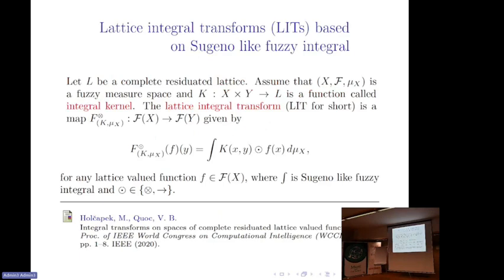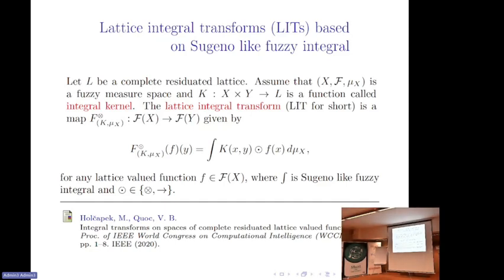Now, in a paper published at an IEEE conference, we proposed with my student some generalization of the formulas, and these generalizations are based on the Sugeno-like integral, because we know that the Sugeno-like integral can extend the existential quantifier and supremum, and the universal quantifier and infimum, for the specific measure which is used here. I will not go into details, but believe me.